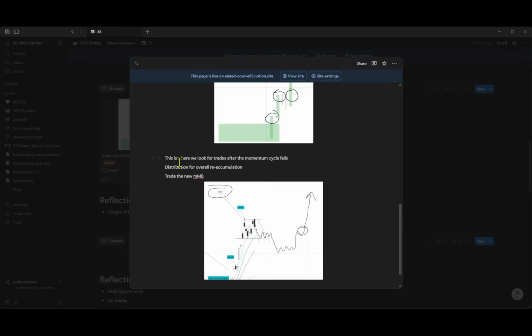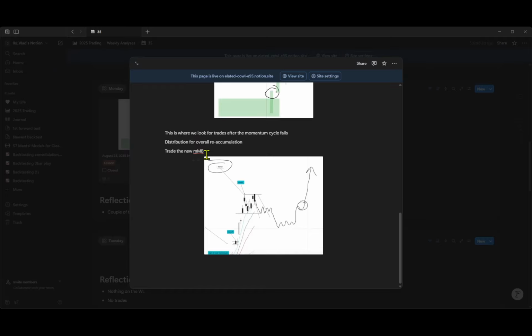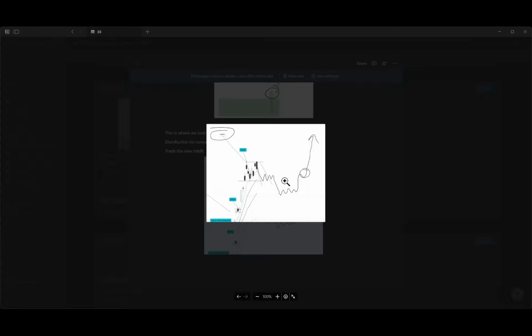So this is where we look for trades after the momentum cycle fails. Yep, distribution for overall reaccumulation and trade the new MMB. Yep, that's exactly what I do as well these days. I trade a little bit inside of here. Once the momentum cycle fails, then when it starts going again somewhere over here, that's when I try to trade again. But if it fails down, I wait for the stage one and the breakout.